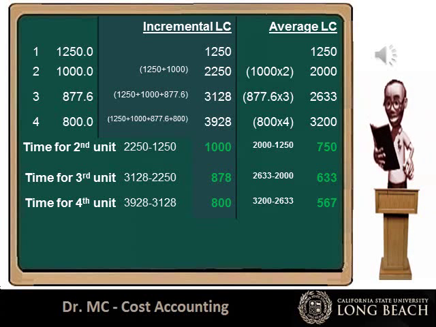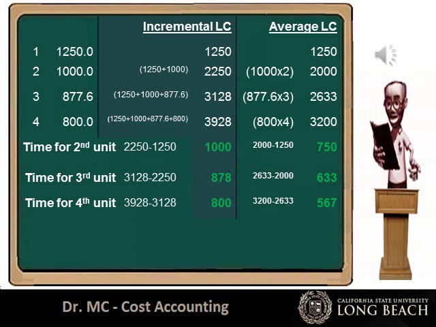If you look at the total number of hours that it takes to make a given number of units, and then subtract the total number of hours that it takes to make 1 fewer units, then the difference is the time it takes to make the last unit. You can see this with the incremental learning curve. It took 2250 hours to make 2 units and 1250 hours to make 1 unit. 2250 minus 1250 gives you the time it takes to make the second unit, which is 1000 hours.